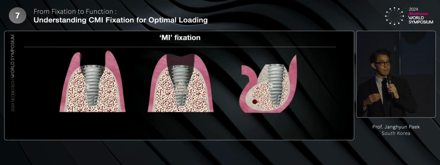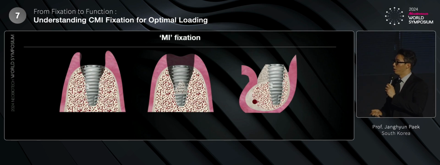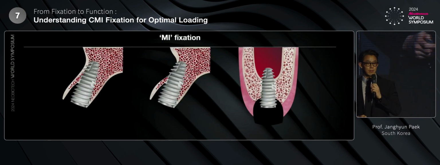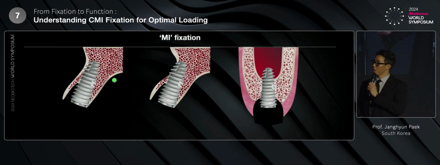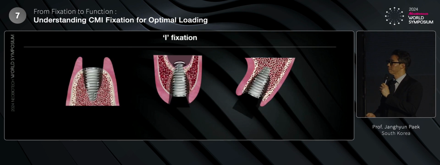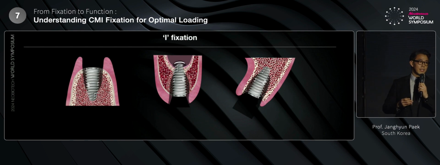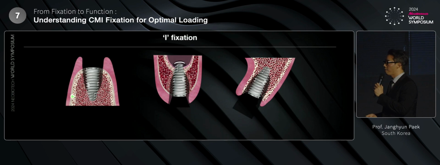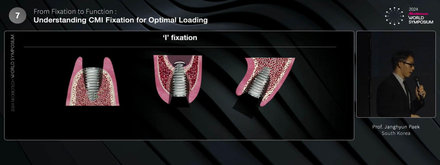If we do have horizontal bone loss, we can only have MI fixation. And also, in an anterior single implant, if there is a buccal gap between the fixture and the bone, we can only have I fixation. And this is the least favorable condition that we can get. We can only have I fixation here from the apical third of the implant.